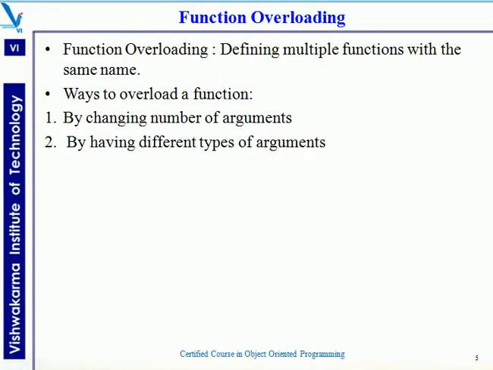Now we will see function overloading. In C++, it is possible to use the same function name a number of times for different intentions. Defining multiple functions with the same name is called function overloading. How can we overload a function? There are two different ways. First is by changing the number of arguments, and second is by having different types of arguments.